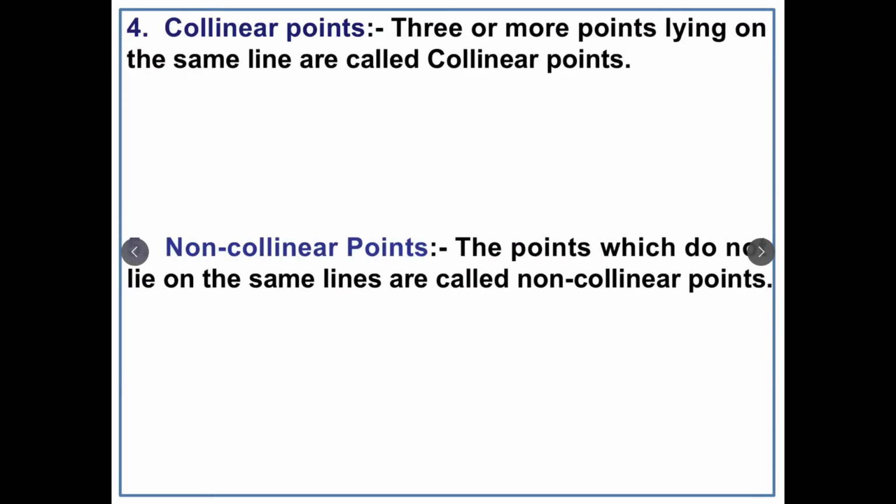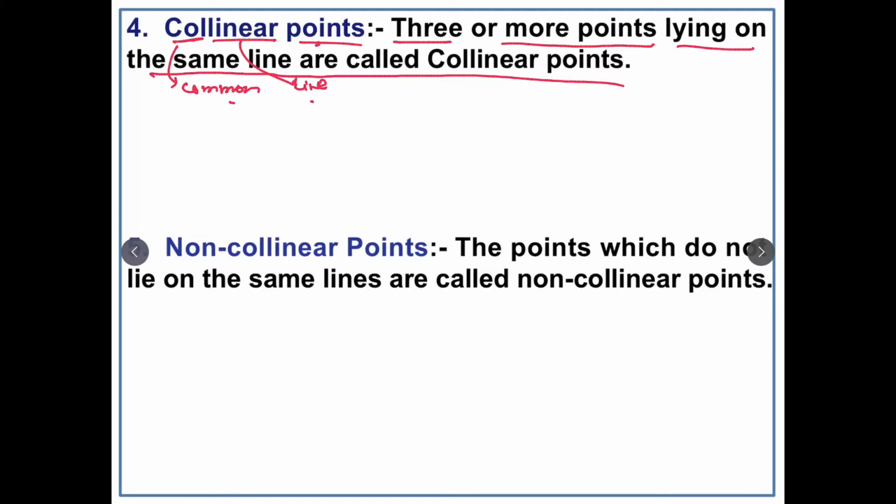Moving ahead, now we have collinear and non-collinear points. Collinear: co means common and linear means line. So simply this word says the points which are on a common line. That is, three or more points lying on the same line are called collinear points.